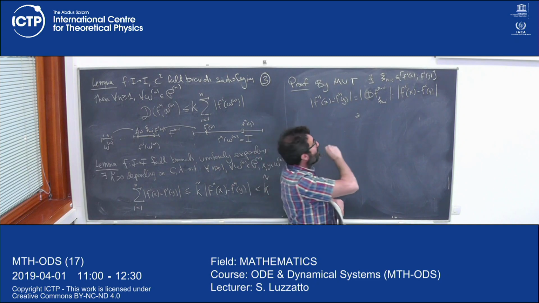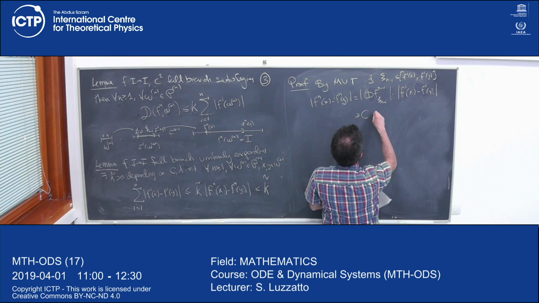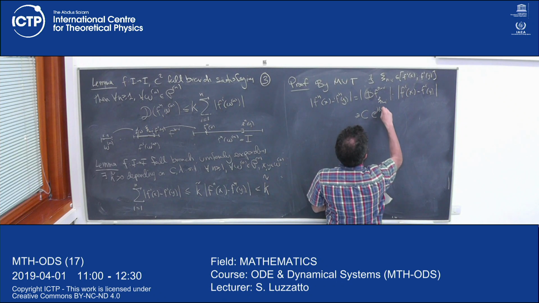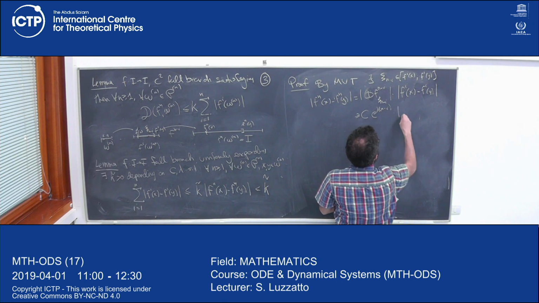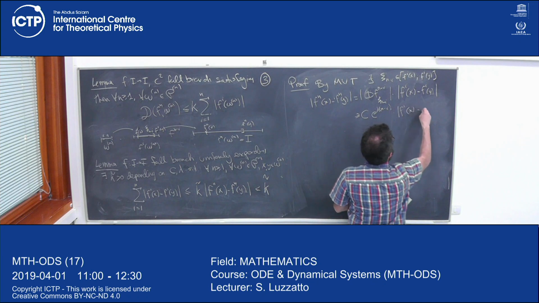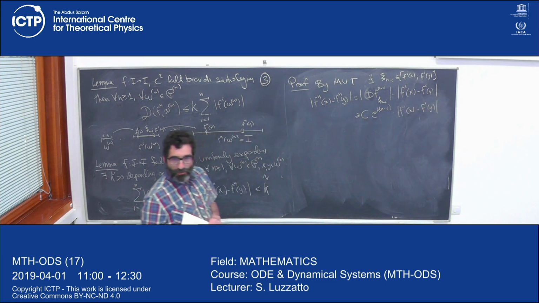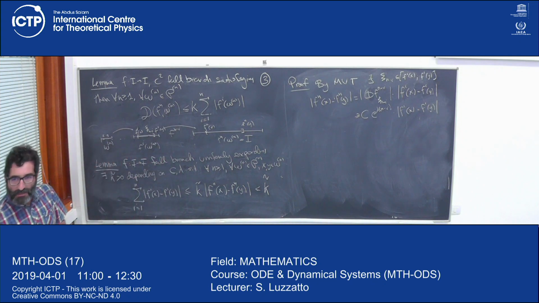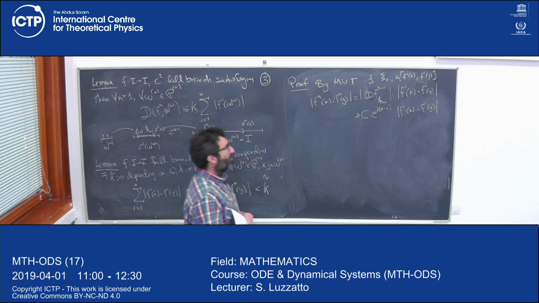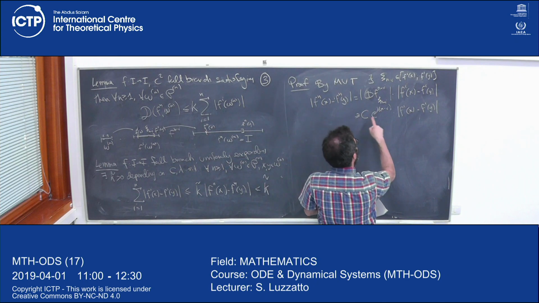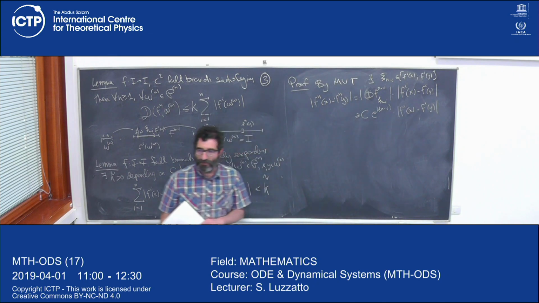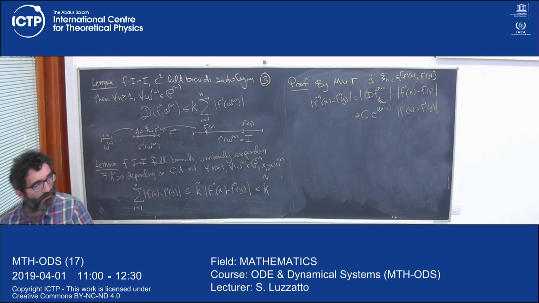Remember, what is the uniform expansivity property? It says that this is greater than or equal to c e^(λ(n-i)) times |f^i(x) - f^i(y)|. Yeah, this is the uniform expansivity that says that the derivative at every point of the iterates is greater than c e^λ times the number of iterates. This is going like this.